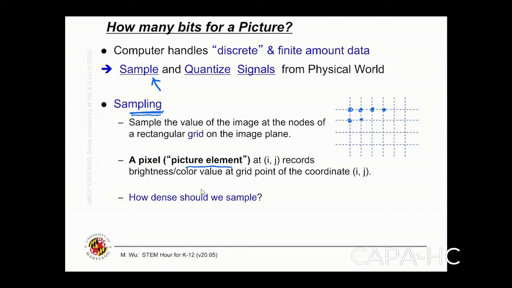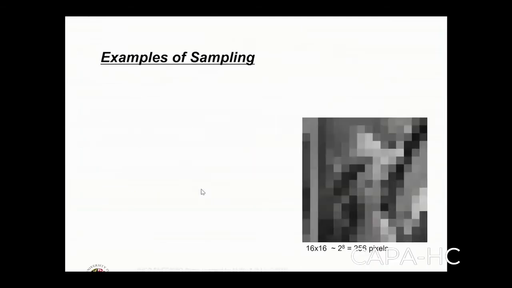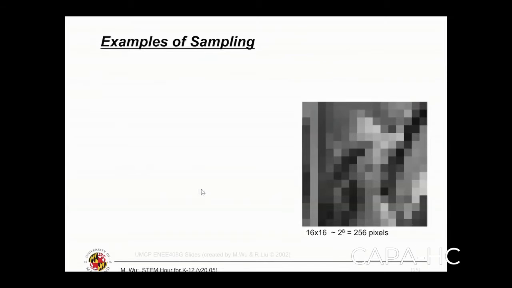So how dense should we sample? And I'm going to show you an example. Here, I only sampled 16 different locations in each row and 16 rows. So in total, I have 256 pixels. Any of you can guess what it is? Is there a person there? Is there an animal, a pet? We couldn't really tell because I didn't really give enough samples to have sufficient information.